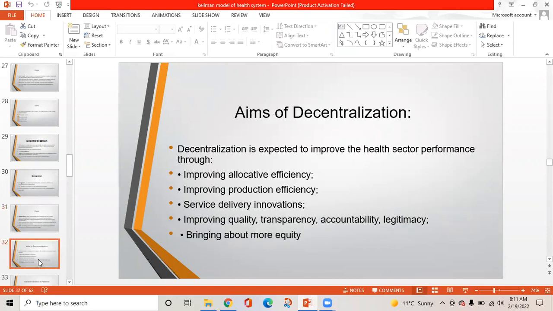Aims of decentralization. Decentralization is expected to improve health sector performance through: one, improving allocative efficiency; second, improving production efficiency; third, service delivery innovations; fourth, improving quality, transparency, accountability, and legitimacy; and fifth, bringing about more equity.